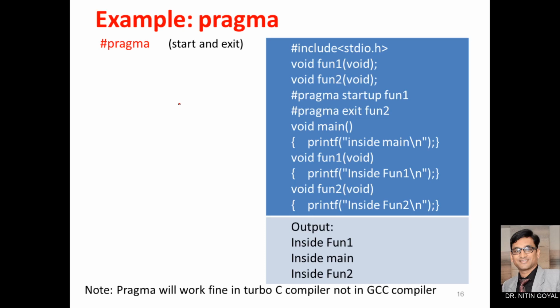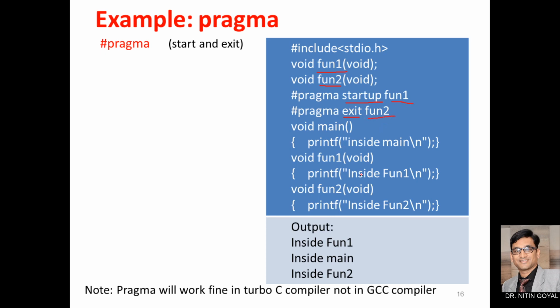Hash pragma comes up with two cases, startup and exit. Here you can see, in this case, you have made two functions, fun1 and fun2. Hash pragma comes up with two cases, as I already said. One is startup and another one is exit. Here in this program, fun1 is being started up and fun2 is exit up.